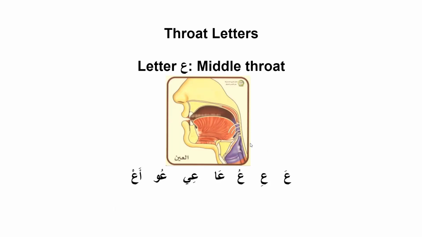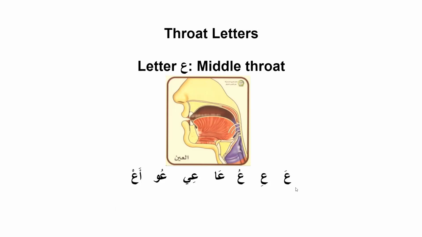If you say the letter Ain, you should feel a little bit of constriction in the throat. And in order to experiment with this, you can put a hand in the middle of your throat. If you say the letter Ain, you should feel movement in the throat. You should feel a little bit of constriction, almost like a strangulation when you say the letter Ain.